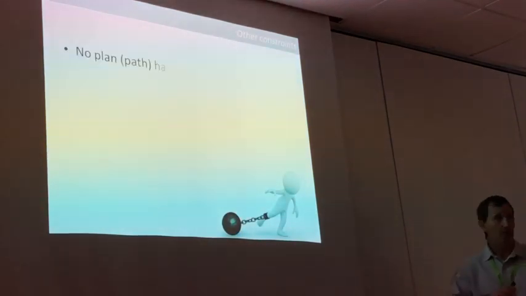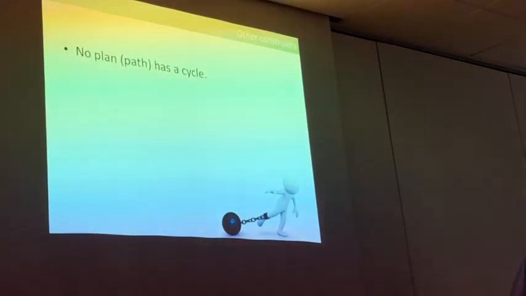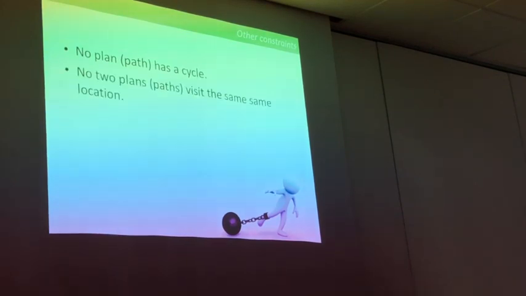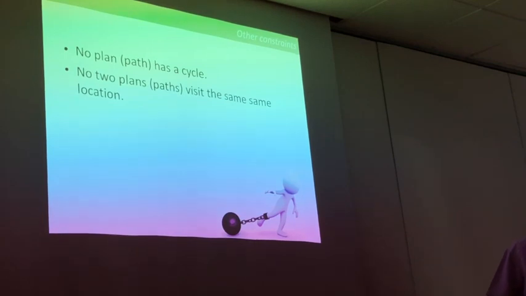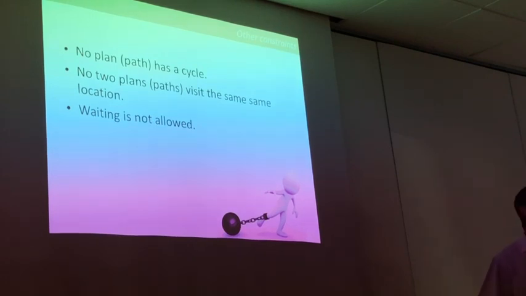Okay, so there might be other types of constraints we may introduce, like we may never return back to the node that we visited before for some reason, so no plan, no path has a cycle. Or two plans are not allowed to visit the same location. For example, we would like the paths to cover the area rather than to reach the destination as fast as possible.